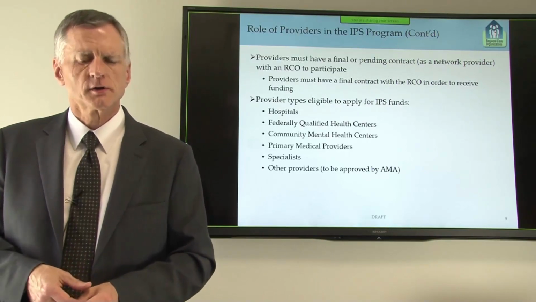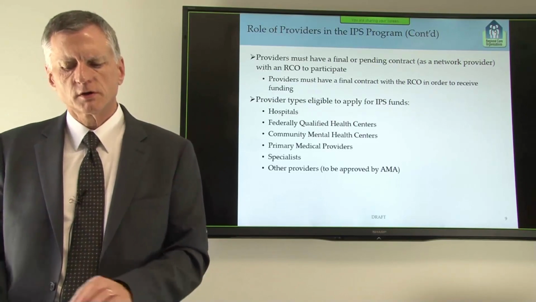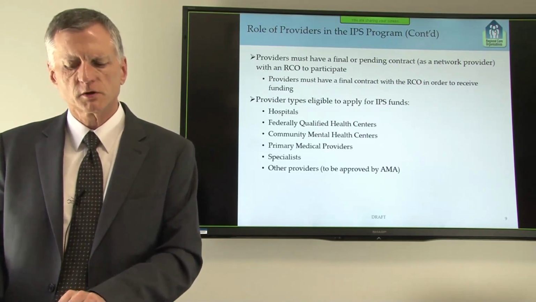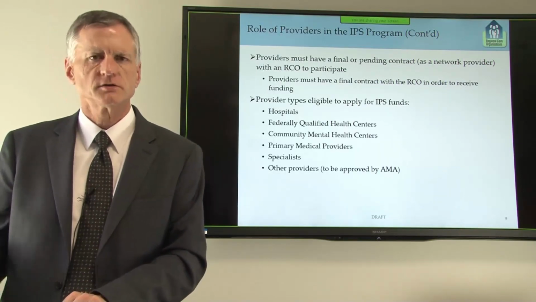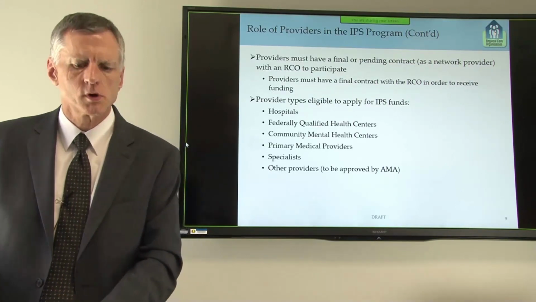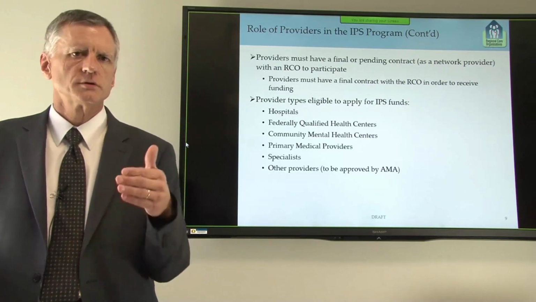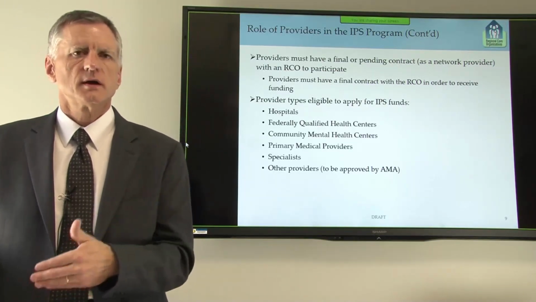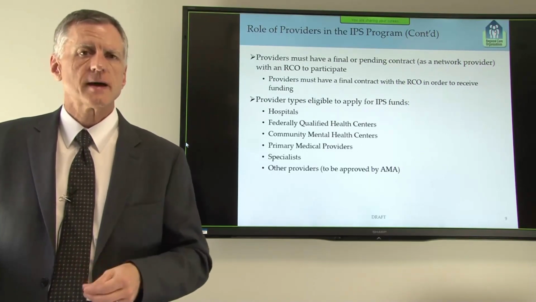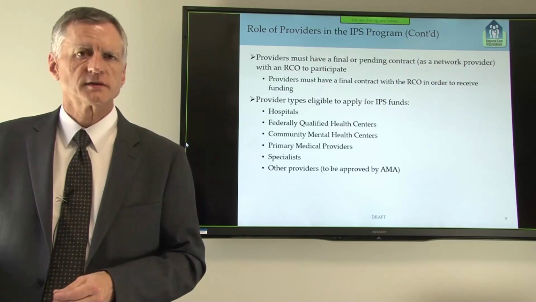Several of them are listed here, and then there's that great category of other. Obviously, hospitals are here, federally qualified health centers, community mental health centers, primary medical providers, specialists, and other providers to be approved by AMA. The look here is more at the broad swath of providers. We actually want to have plans that are meaningful, that do address real needs, and we recognize we couldn't list every provider type that might be able to help achieve that in a quality improvement project like these are.